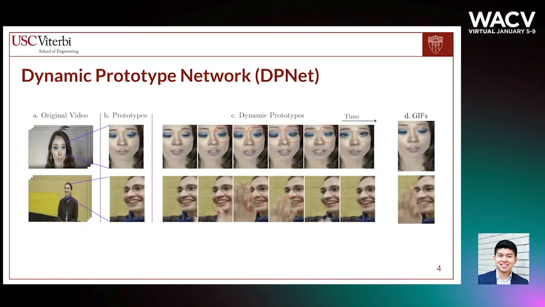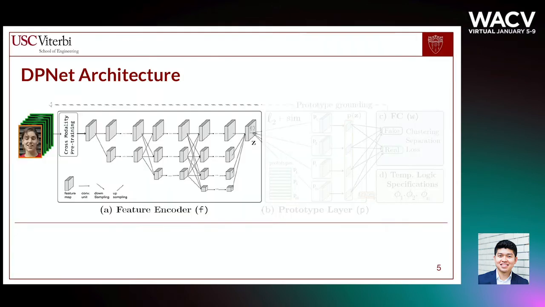Our work proposed Dynamic Prototype Network, an interpretable prototype-based neural network that captures dynamic features, like unnatural movements and temporal artifacts, and uses them to explain why a particular prediction was made. Our framework has four main components.